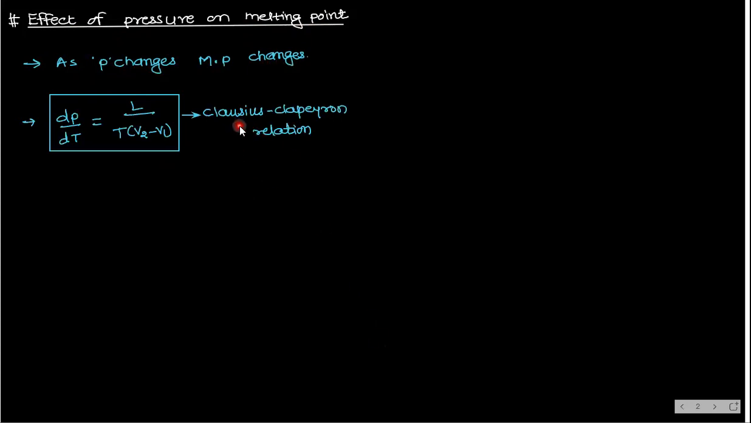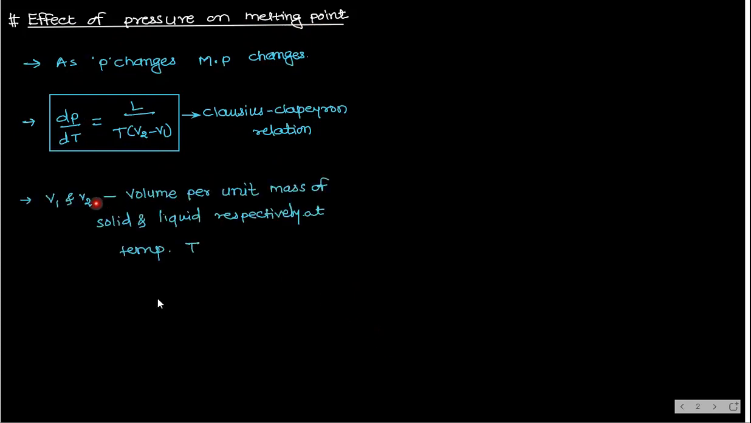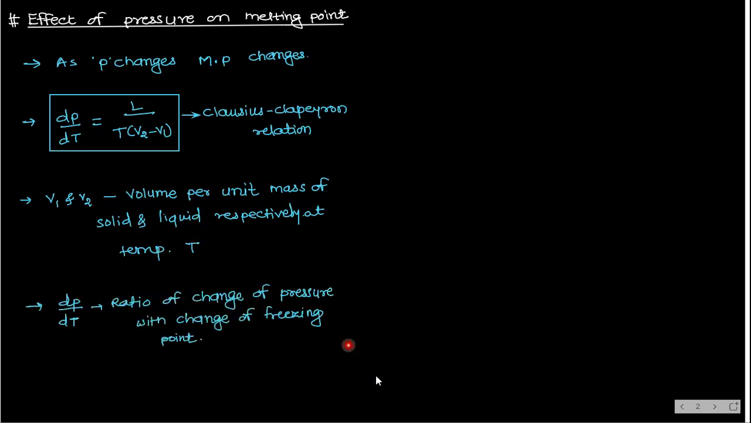There is one relation, the Clausius-Clapeyron relation: dP by dT is equal to L by T into (V2 minus V1). In this, V1 and V2 are the volume per unit mass of solid and liquid respectively at temperature T. This dP by dT is the ratio of change of pressure to change of freezing point. And L is the latent heat of fusion.